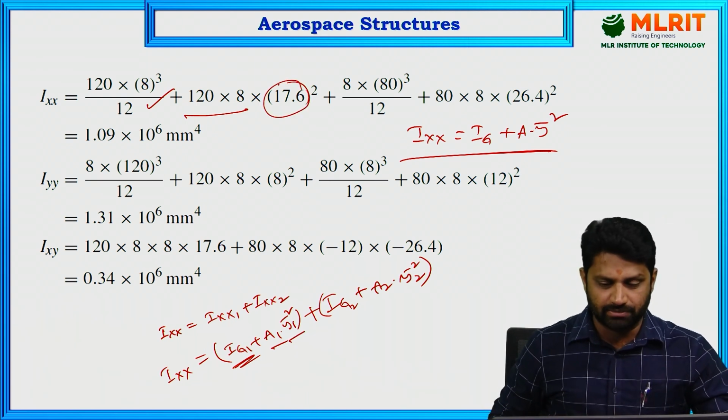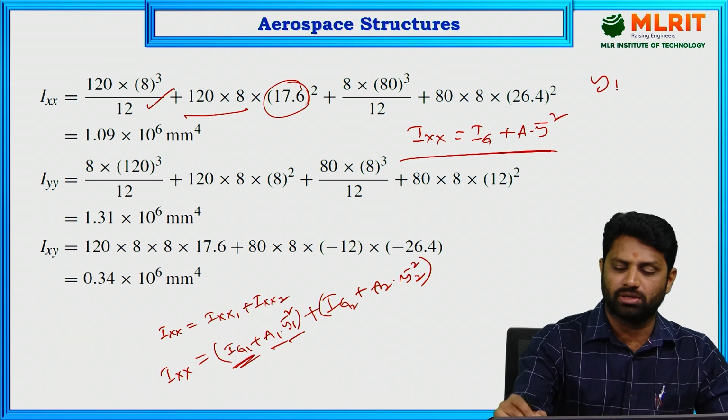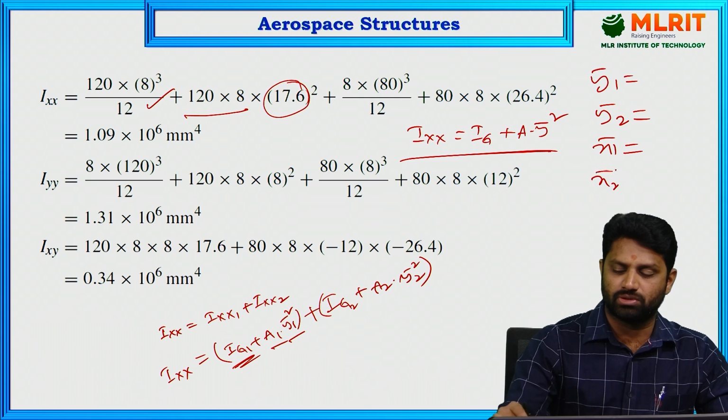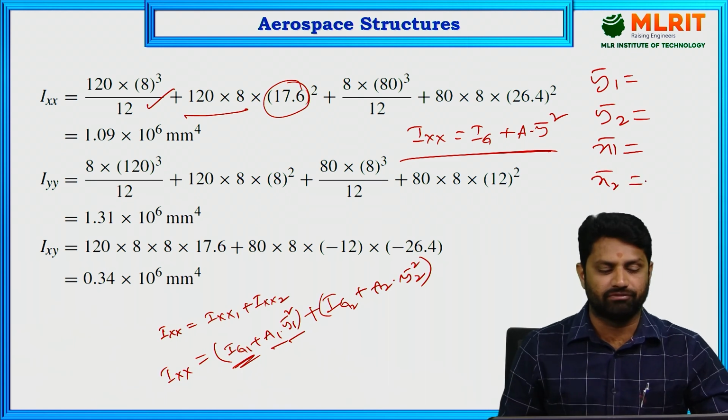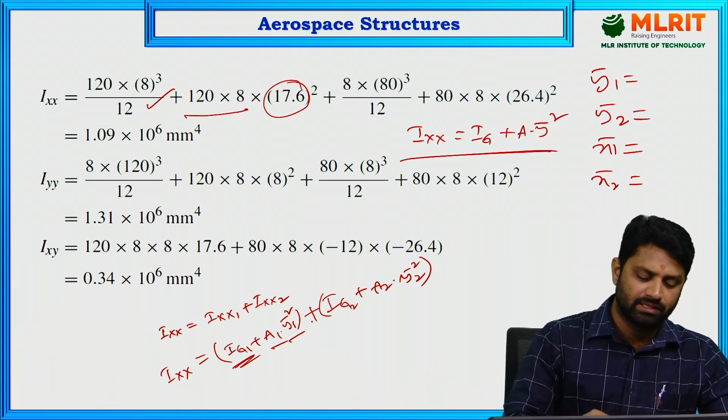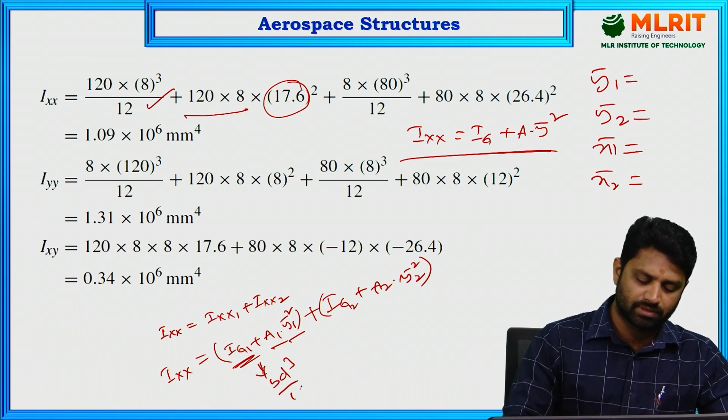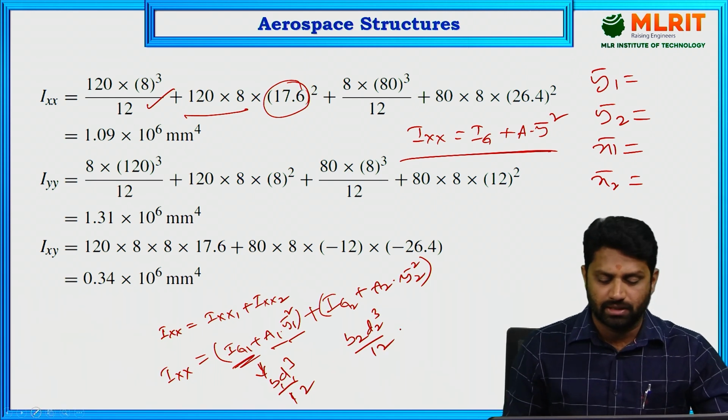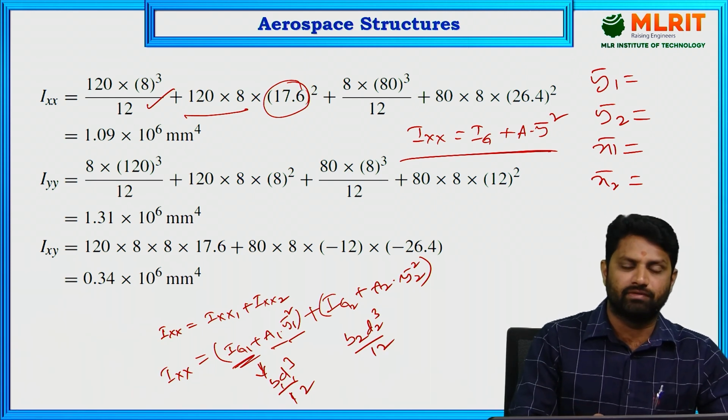So from the diagram, it's very important here to note what is y1 bar, what is y2 bar, what is x1 bar, what is x2 bar. If you know this, you can substitute directly in the formula, and Ig1 is nothing but BD cube by 12, and you can take for the first diagram B1 D1 cube by 12. Here Ig2 is nothing but B2 D2 cube by 12. Okay, and correspondingly A1 is nothing but B1 into D1, A2 is nothing but B2 into D2.